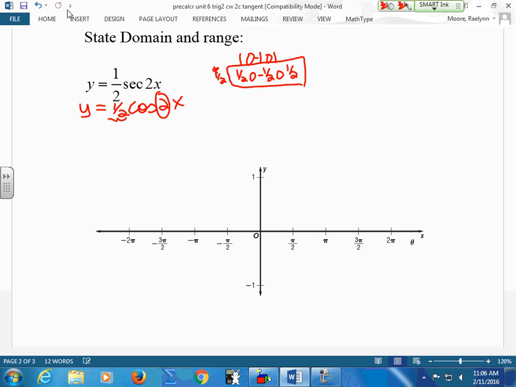How many cycles there are in 2 pi. In 2 pi, very good. So if my frequency is 2, I have 2 cycles in 2 pi, or 2 cycles in 360. So how long does it take me to complete 1 cycle? Pi, very good. So my period again is 2 pi over 2, or every pi. And how many quadrants do I have to go through every pi? 4. So let's start there.